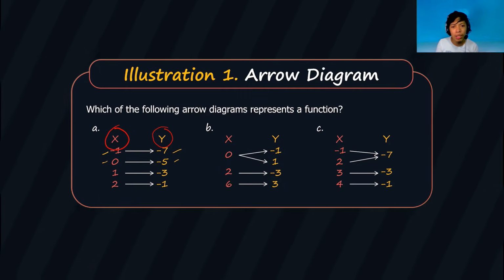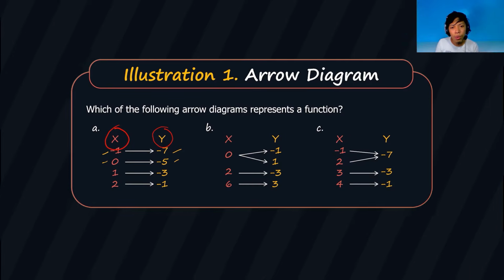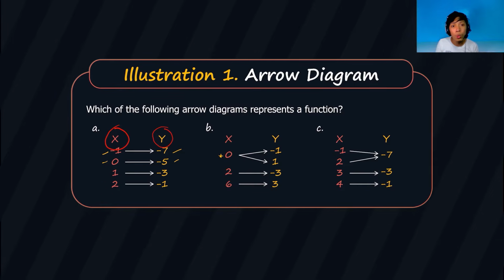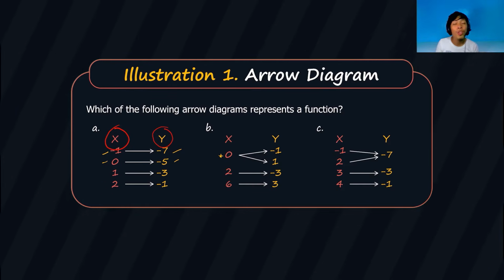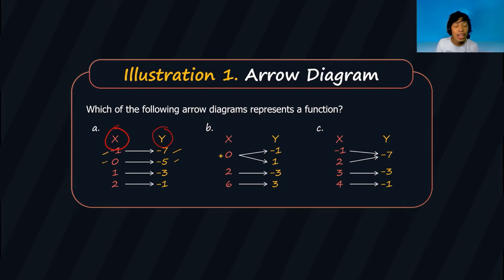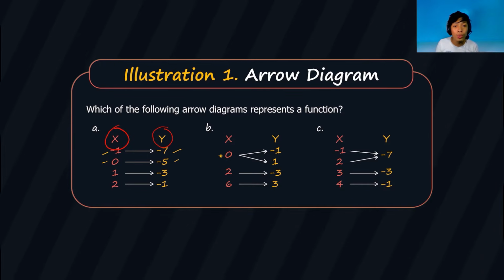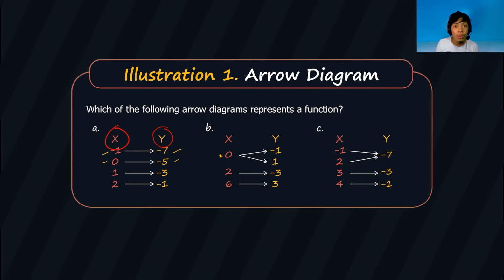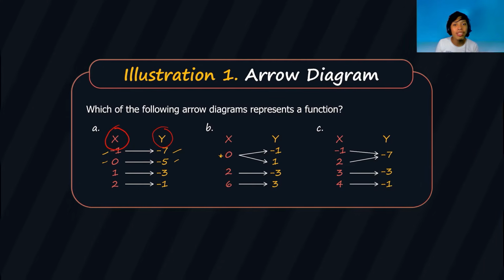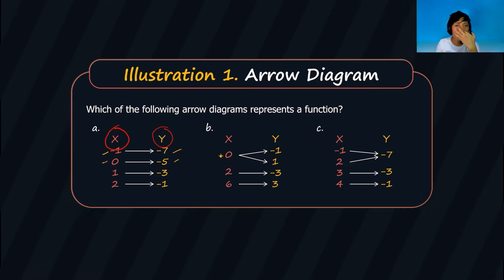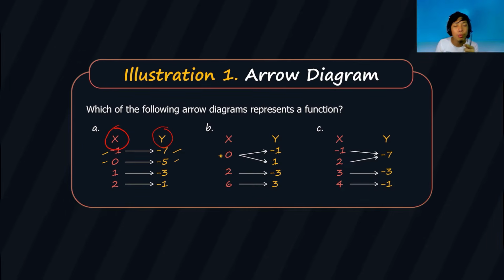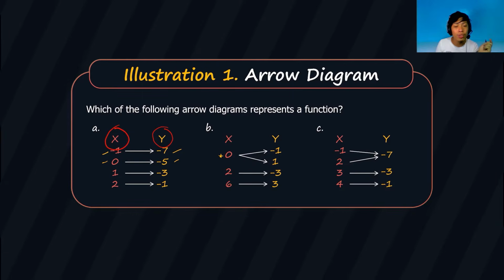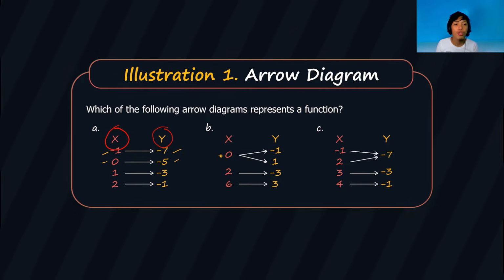How about letter B? Now you have here 0. Your 0 here corresponds to more than one output, more than one element in the Y column. So 0 corresponds to -1 and 1. That means letter B is not a function, because one element in X corresponds to more than one element in Y. So that makes it not a function.